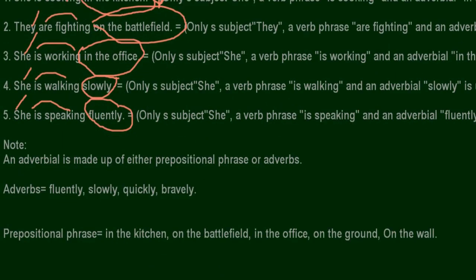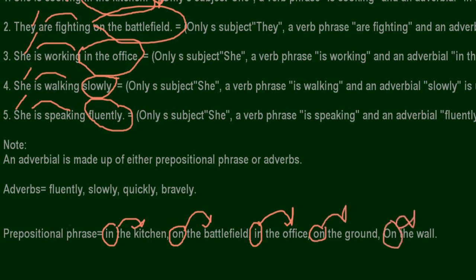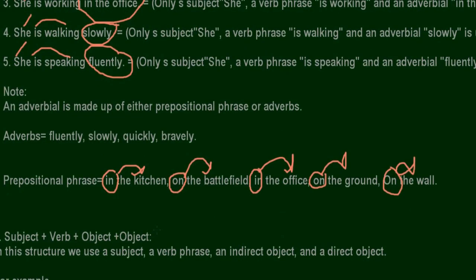Okay, note: an adverbial is made up of either a prepositional phrase or adverbs. Adverbs, we know: fluently, slowly, quickly, bravely, carefully, etc. These are all adverbs. But what is a prepositional phrase? In the kitchen, on the battlefield, in the office. When a preposition is modified by other words like a noun, it is called a prepositional phrase. On the wall, etc. These are all prepositional phrases. I hope it is clear now.